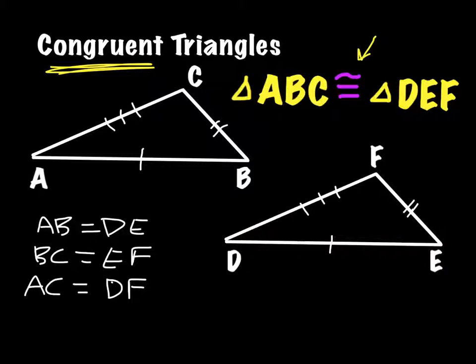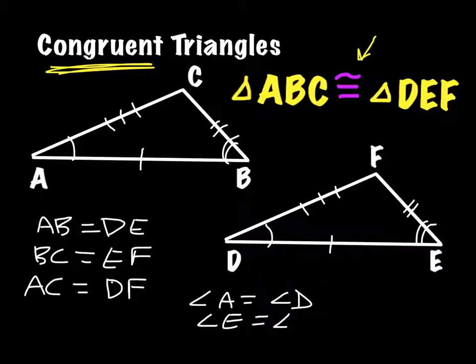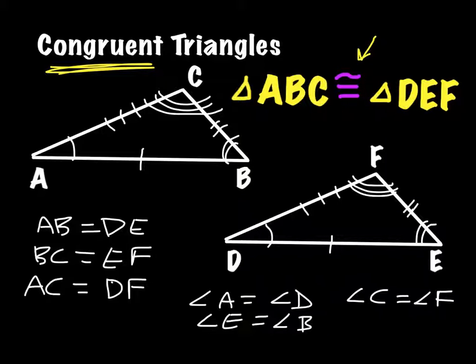Because they're the same shape, we know that angle A must be the same as angle D. Because they're the same shape, we know that angle E must be the same size as angle B. And because they're the same shape, we know that angle C must be the same size as angle F. So congruent triangles give us same size and same shape, 6 equal parts.